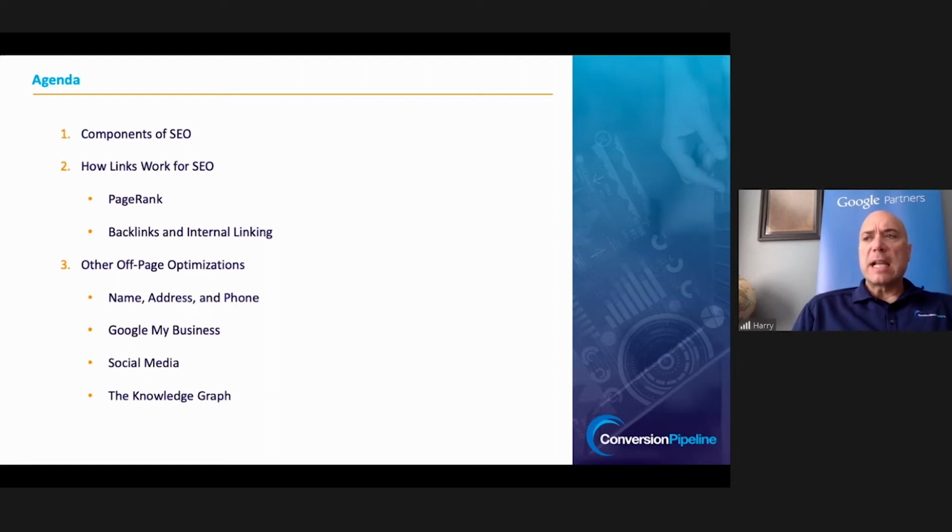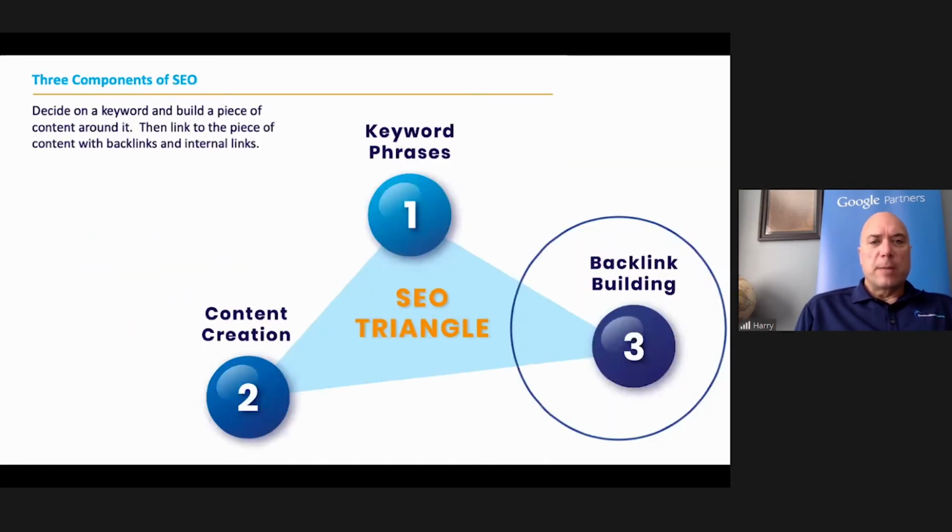So besides linking, there are some other things you'll hear SEOs and marketing agencies talk about, off-page optimizations. So I'm going to talk about what those are and some of the really important ones. So at the end, we should have a pretty good understanding of what off-page optimization is, why it's important, and how you should go about doing it. So without further ado, we'll jump right into it.